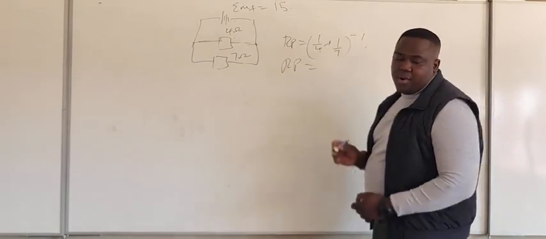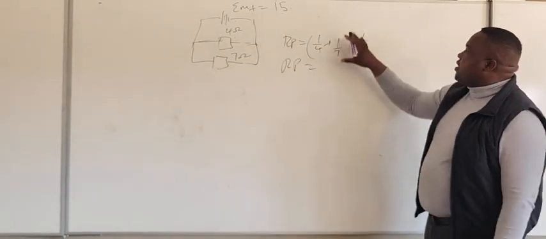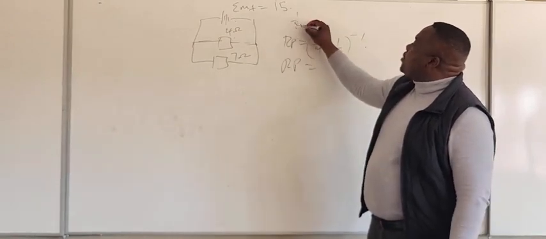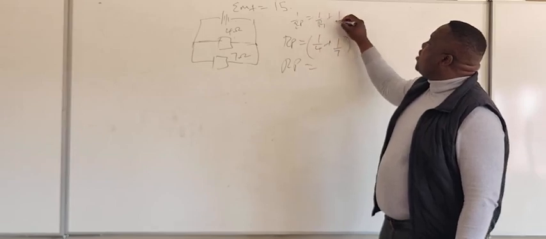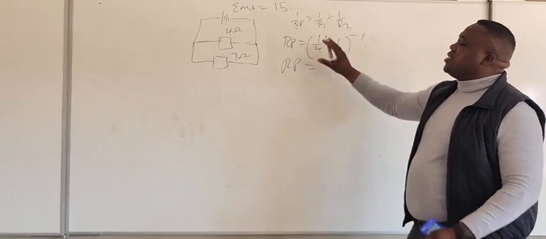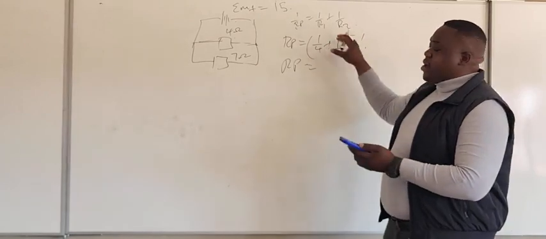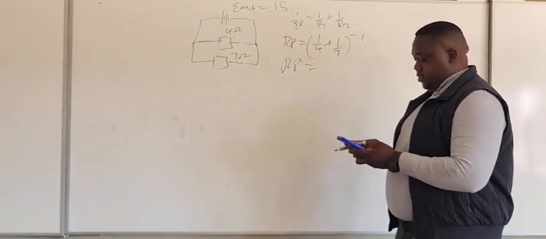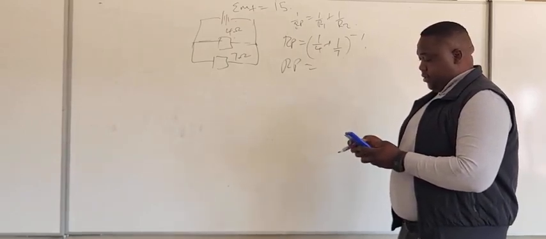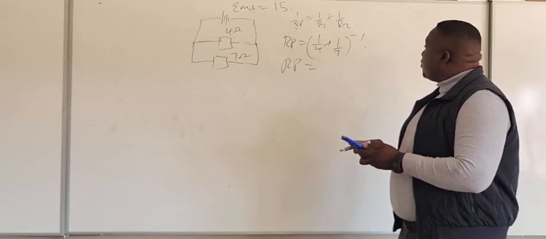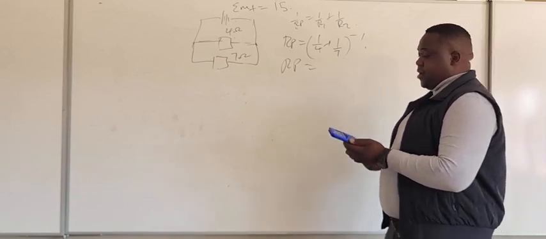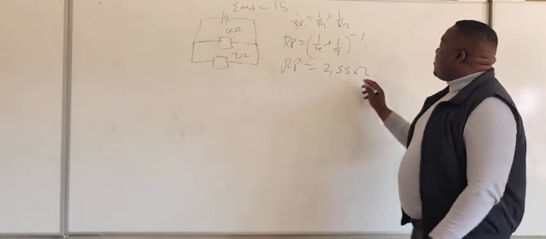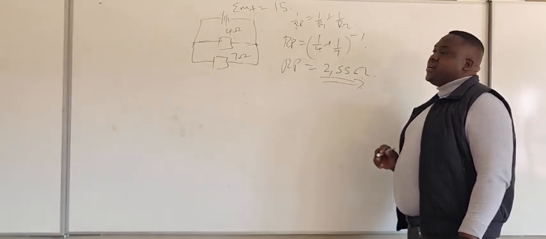Don't forget to write to the power minus 1. And don't write the formula for this one. Write the formula that you know. Write 1 over RP is equal to 1 over R1 plus 1 over R2. Then you punch this like this on the calculator. Because this is a workout. It's a step. It's simple mathematics. It's not physics. Then our answer becomes 2,55 ohms. 2,55 ohms. What is happening to this resistance?